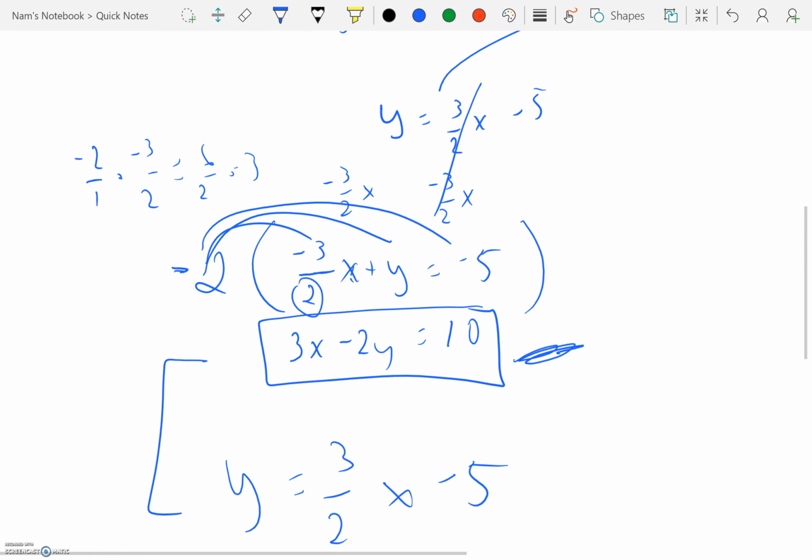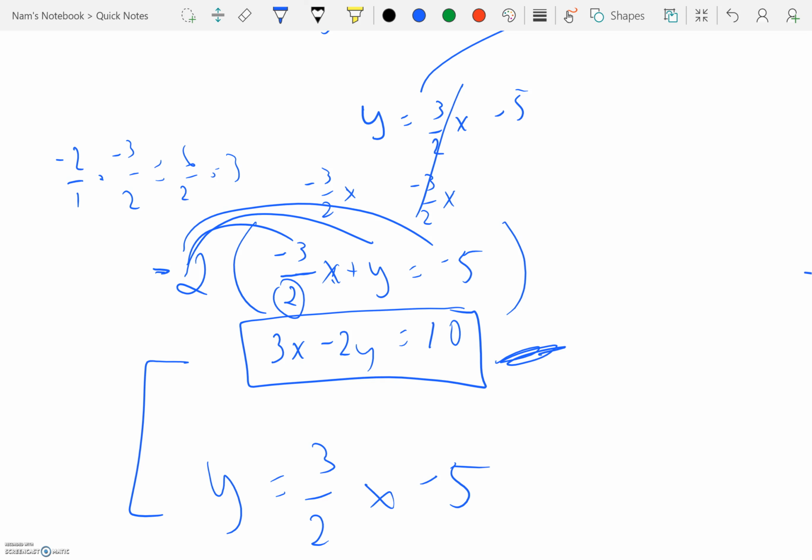Here is what I did. The reason why I multiplied everything by negative 2 is because I noticed that negative 3 halves, to get rid of that denominator of 2, I just multiply everything by 2. I doubled it, using properties of fractions.